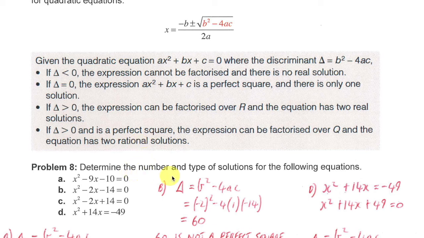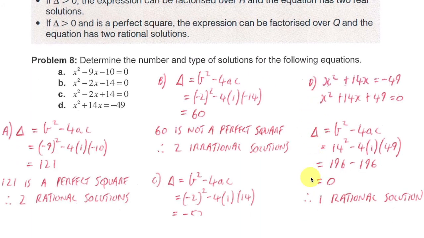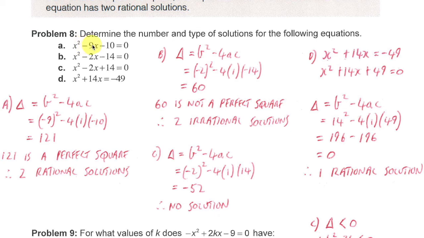For question 8, determine the number and type of solutions for the following equations. For A, we've got x squared minus 9x take 10. A is 1, B is negative 9, C is negative 10. So there's my discriminant, evaluate it, it's 121. 121 is a perfect square, because it's 11 squared. So we have two rational solutions. 121 is greater than 0, and it is a perfect square, so we've got two solutions. Furthermore, because it's a perfect square, it's rational.